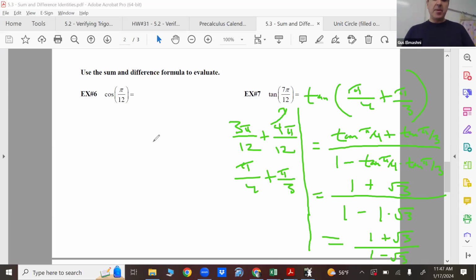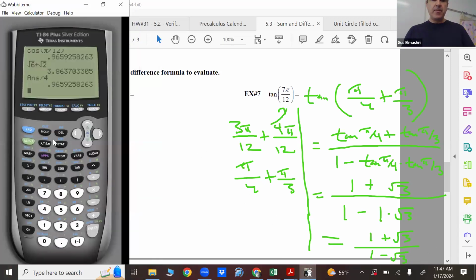Go ahead and check in the calculator, see if you did it right. Let's check really quickly. Tangent of 7 pi divided by 12. Make sure I'm in the right mode, because that would suck. And then 1 plus root 3, divided by 1 minus root 3. Yep, I got it. So that's how you can verify your work, too.